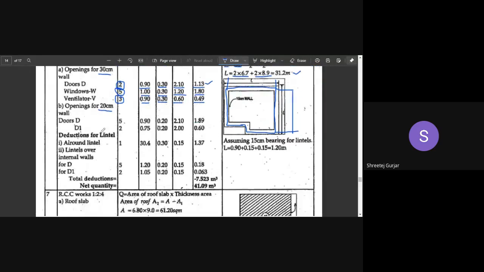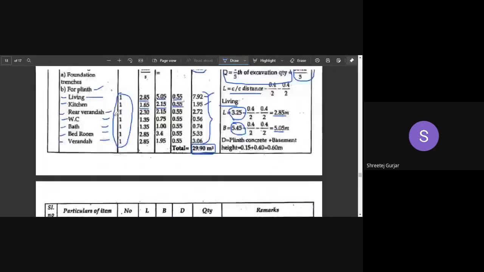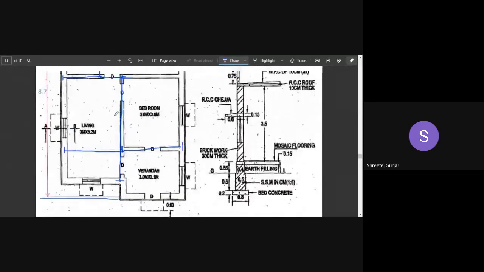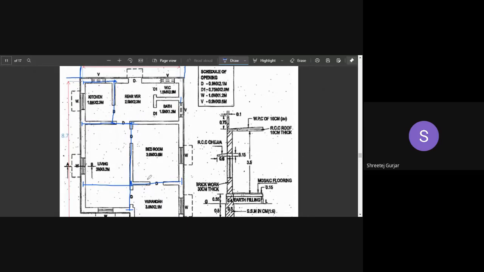Now coming to 20 centimeter wall. You can see the number of doors, that is D, in your 20 centimeter wall. Let me just scroll up, and let us just count. Okay, so these are my 20 centimeter walls. All of these internal walls are 20 centimeter wall, and let us see how many doors are there. So this is one door, this is your second door, third door, fourth, and your fifth. So D number of doors are 5 in number.